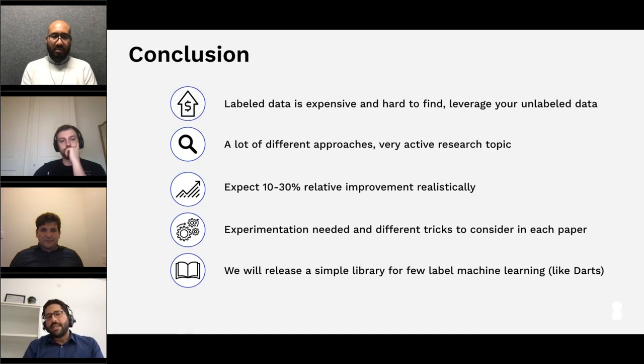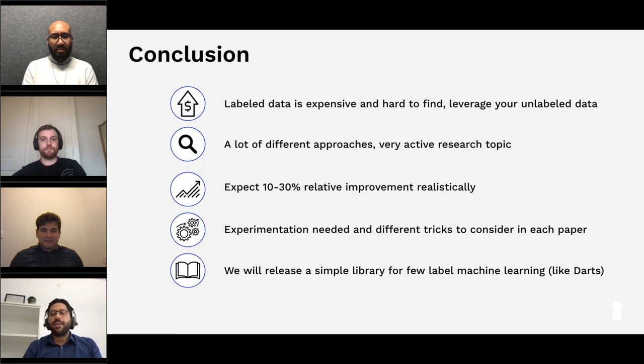So the conclusion. Labeled data is pretty expensive and it's hard to find. It has to be manually created sometimes. So leverage your unlabeled data as much as you can. There are quite a lot of different approaches existing. It's a very active research topic.